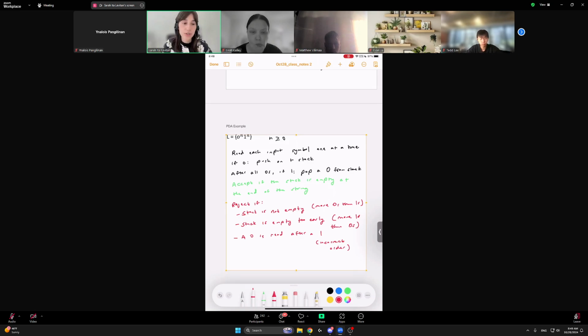So we can see how we can use a stack to keep track of information, to use that as memory to be able to check if a string is in this language or not. So this is kind of an intuition of how we might use a stack, but of course we do have to formalize this. And so we'll start with the formal definition of a push-down automaton, and then we'll see how we can formalize this process with our PDA. Okay, so far so good. Any questions?